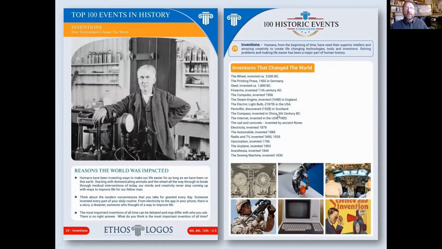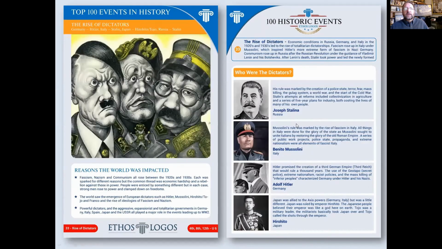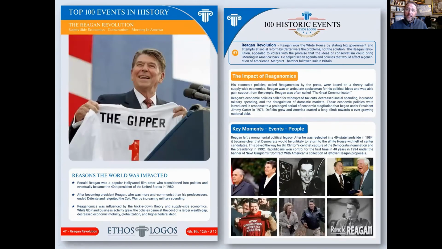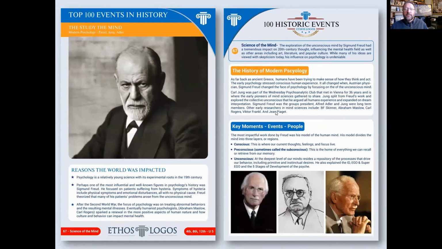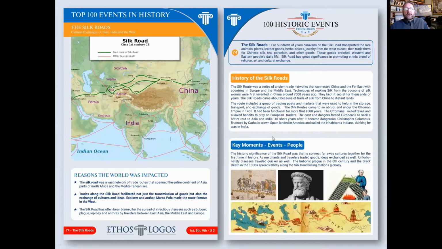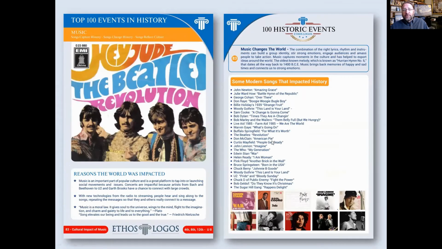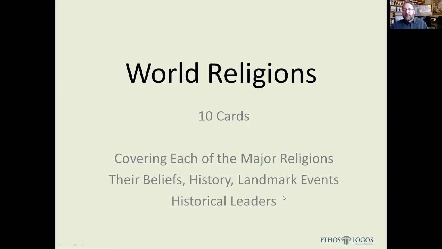Here's some more of those. The role of inventions, the rise of dictators. This lines up very closely with the World War II unit. So you can go deeper into who these men were and what was going on economically at the time. Of course, the Reagan Revolution with Thatcher and all the things happening around that time. The fall of Rome, number 49. So you can see the pattern here. The science of the mind, on and on. The Silk Road. And then the role of music. This comes up at number 83, 8th month. So again, back to April.